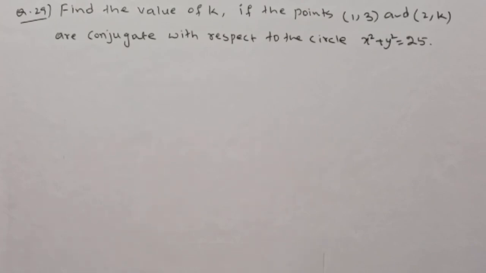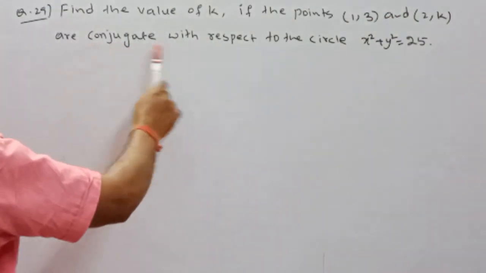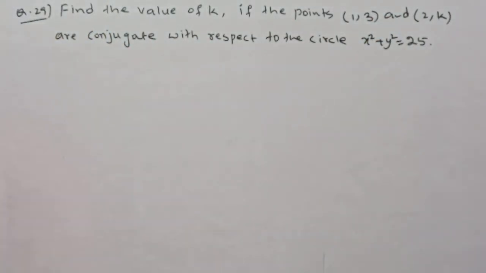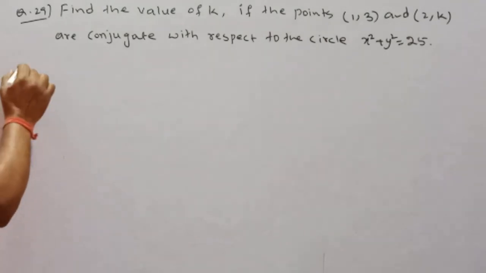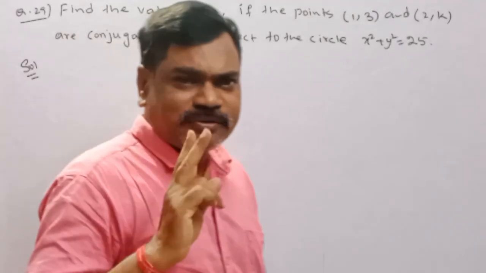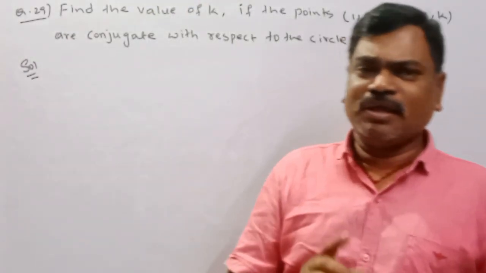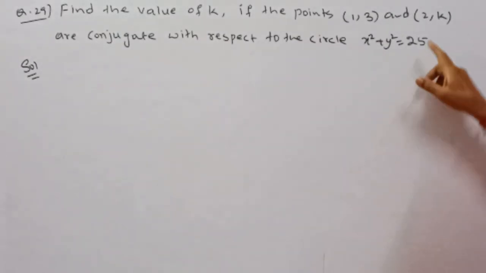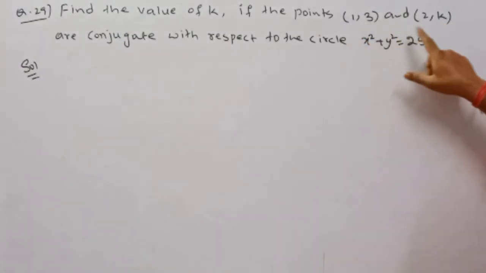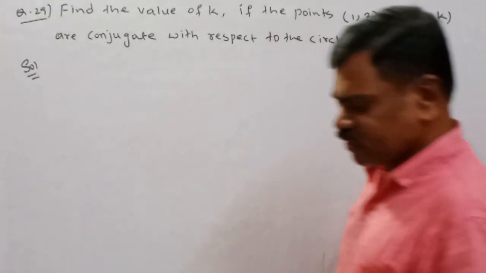One more problem from circles. Find the value of k if the points (1, 3) and (2, k) are conjugate with respect to the circle x² + y² = 25. So here we have the given circle and two given points. We have to find the value of k, given that these two points are conjugate to each other.